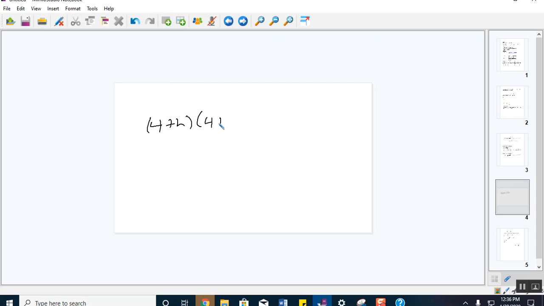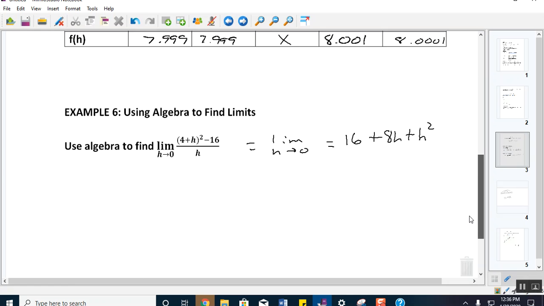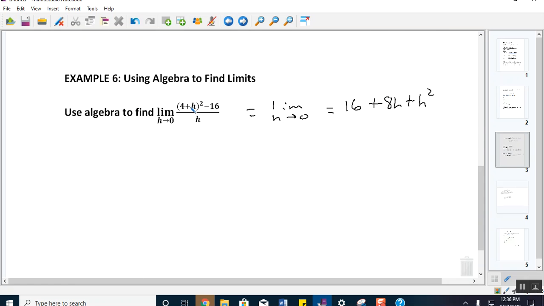What's the 4 times 4 going to get you, kids? 16. Inside, outside. Inside's 4h, outside is 4h, so plus what? Plus h times h, which is what? So do you guys agree that I FOILed that out correctly? Okay? So this part that we FOILed right here is this. Now, here we're going to subtract the 16 that's out here, and then this is still all over what, kids?